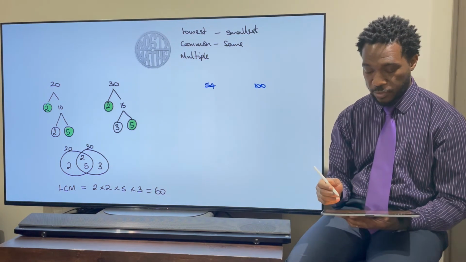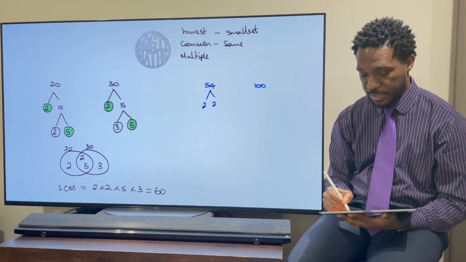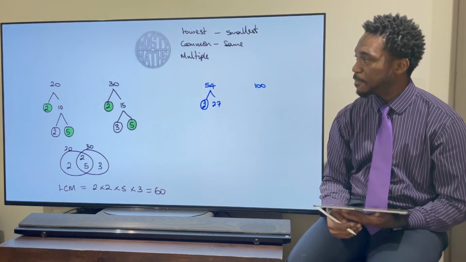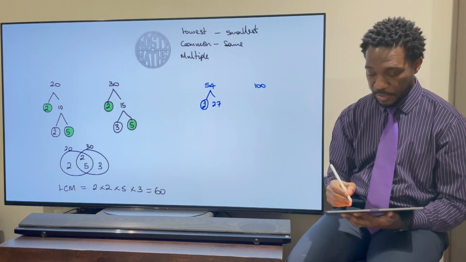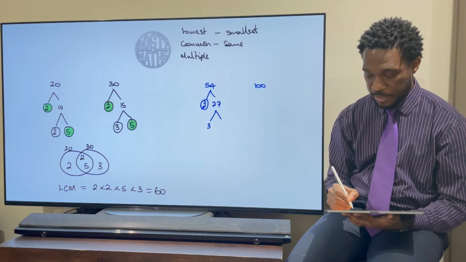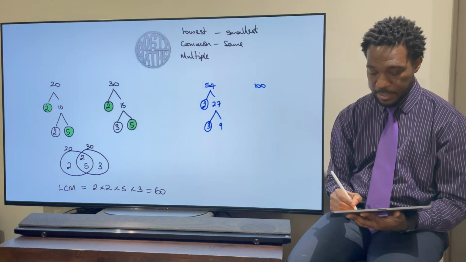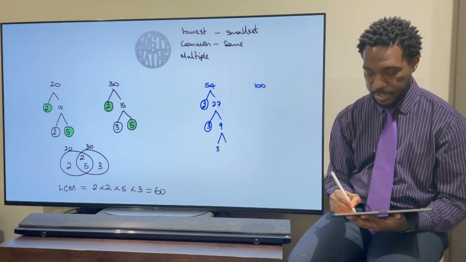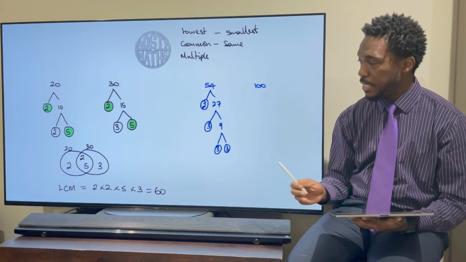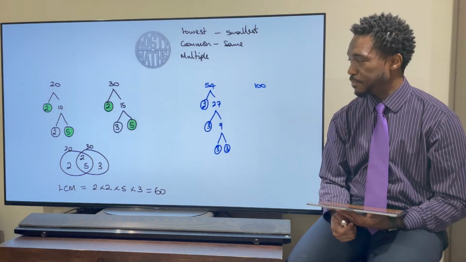All right, let's go. So 54, that's going to be 2 and 27, because 2 times 27 makes 54. And then I can split that up into 3 times 9. 9 times 3 is 27, circle that 3. And then I can split my 9 into 3 times 3. And now all I have got will be prime numbers.